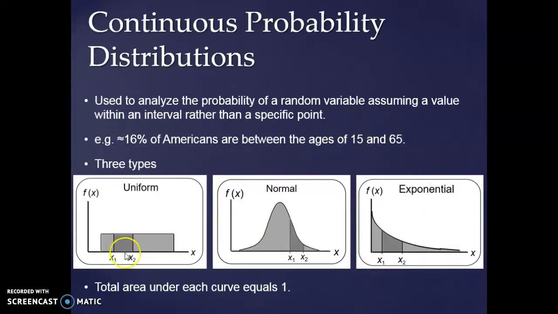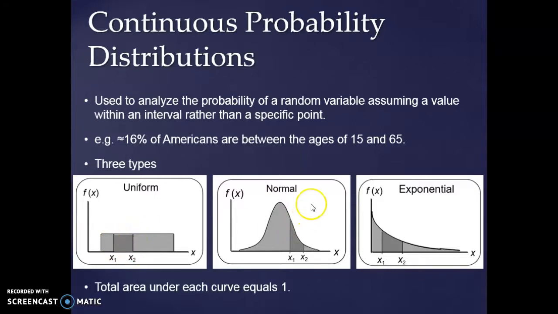With the uniform, you'll notice that it takes on this shape, just meaning that for any value that we select, the probability is the same. So the probability of getting x1 is the same as the probability of getting x2. Maybe this is 25%, let's say. So the probability of getting this value would be 25%. The probability of getting this value would be 25%.